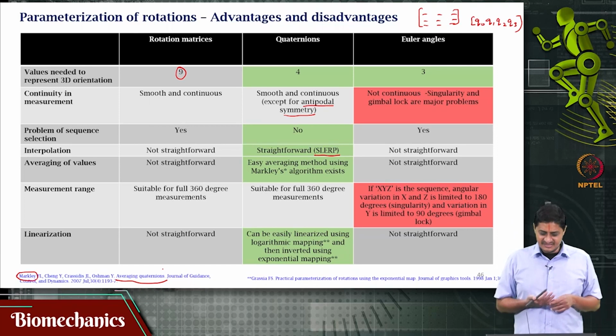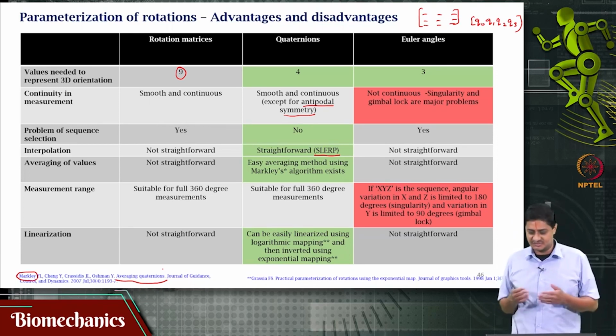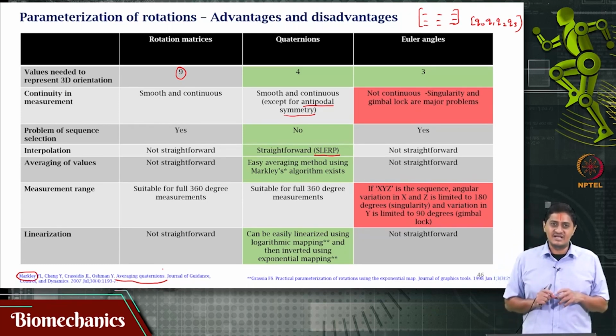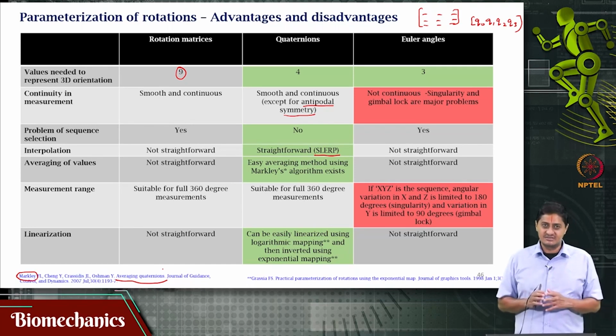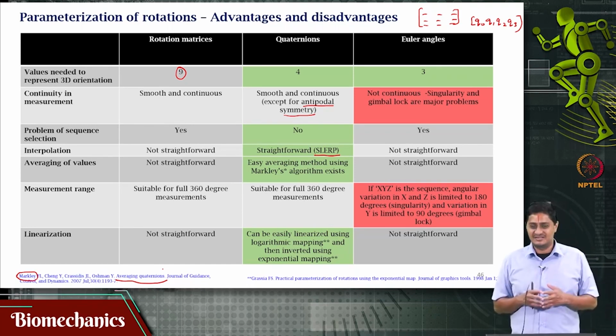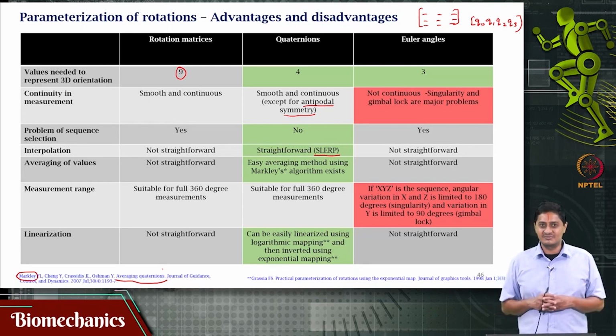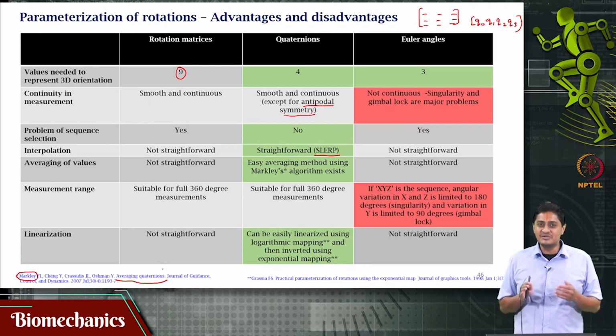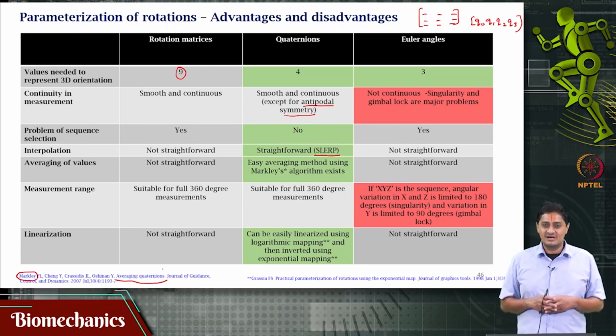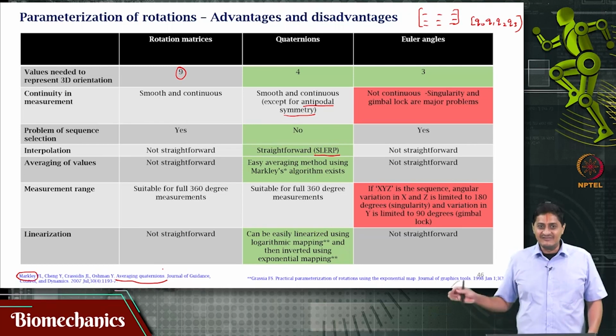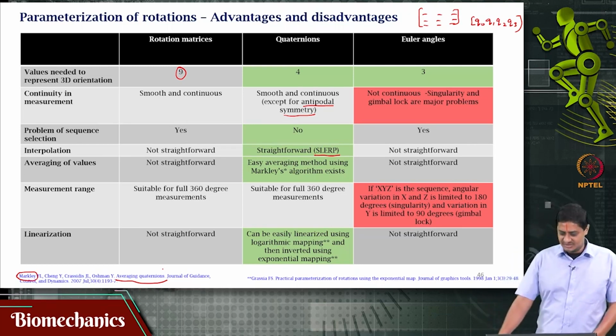The message is that all the three methods, rotation matrix, quaternions, Euler angles, are relatively hard, but it seems like quaternions have a set of tools that help you work with them. You can linearize them using logarithmic mapping and exponential mapping, you can average them using Martley's algorithm, and you can interpolate them using the SLERP algorithm. Similar simple, straightforward algorithms are not well developed for rotation matrices and Euler angles.